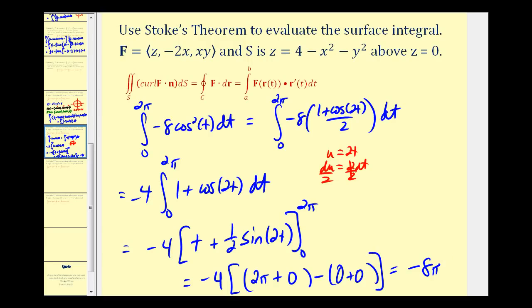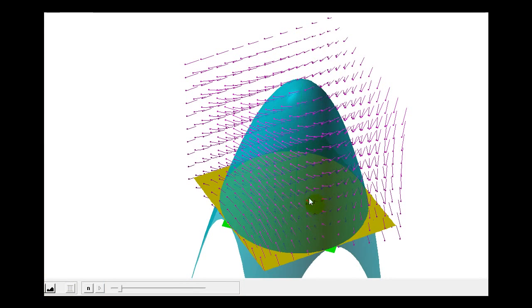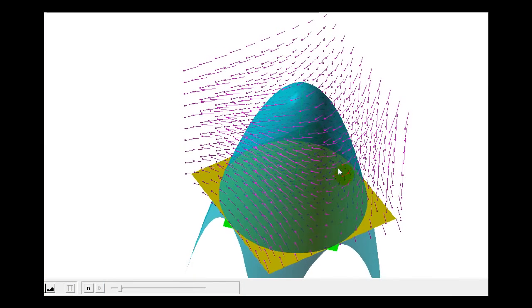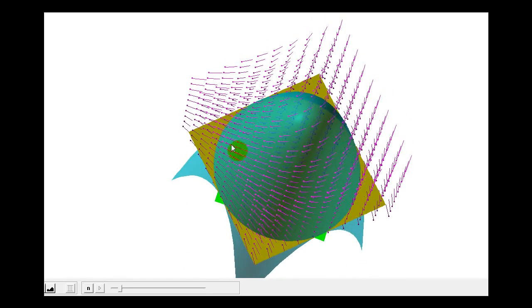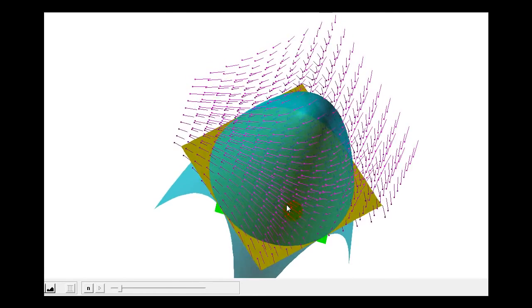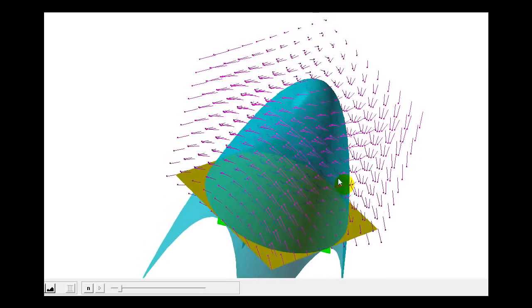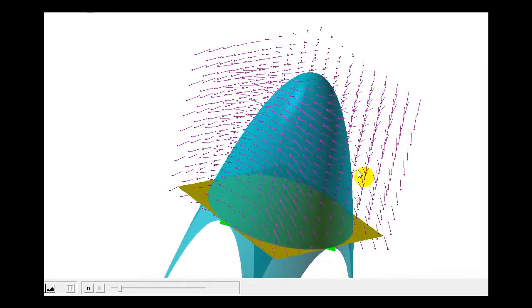So this tells us that a net rotation would be opposite of the orientation. So in this case, it looks like it should be clockwise. Let's go ahead and look. Now it's not easy to tell, but it does look like the way this vector field is oriented, the net rotation would be clockwise in this direction. And therefore, as you can see, we had a negative value. And that's going to do it for Stoke's theorem. Thank you for watching.